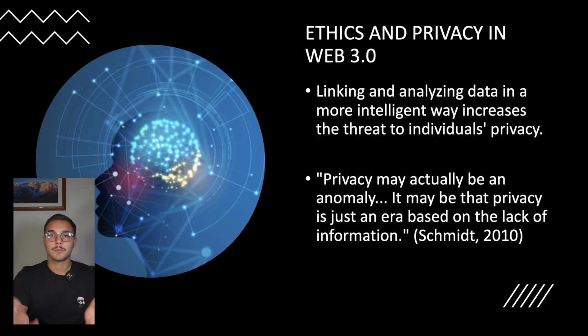The biggest problem in Web 3 is an individual's privacy, meaning that privacy was always just an anomaly in a system where everything is developing so fast.